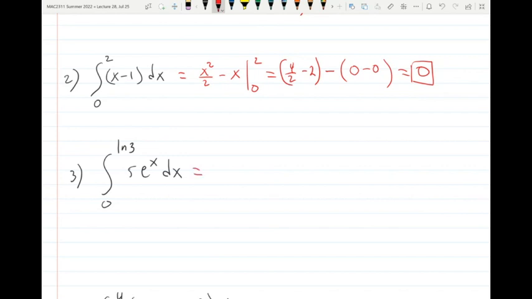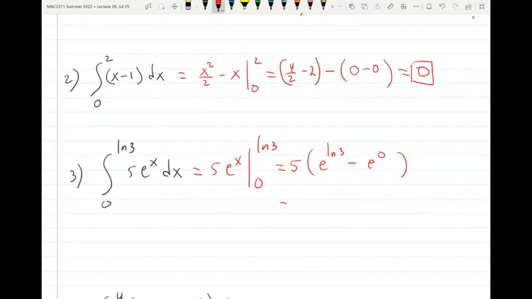We just need an antiderivative. What's an antiderivative for this function? What is it? 5e to the x, right? So you can take the 5 out and then antiderivative of e to the x, just e to the x, and plug in from 0 to ln of 3. So we have 5 times, now I'm just going to leave the 5 outside, that's e to the ln of 3 minus e to the 0.